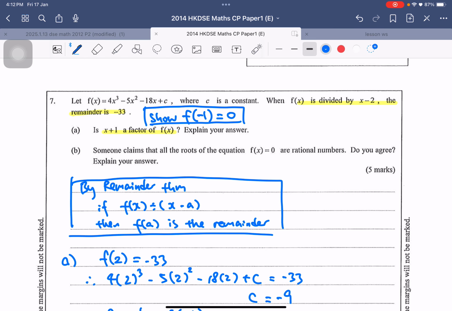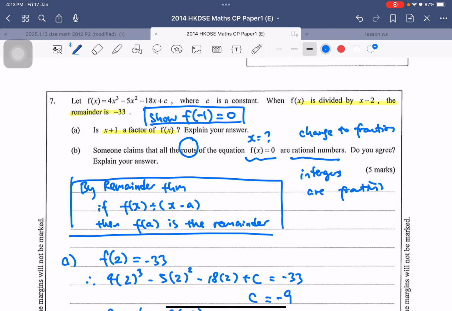So for the next part, now they're asking, someone claims that all the roots are rational. What's the meaning of root? Sandeep, what's the meaning of the root? Roots means you need to solve this equation and find out what x is equal to. Yeah. Solve the equation, isn't it? Rational number, what's the meaning of rational numbers? Can change to fraction. Yeah. Are integers rational as well? Integers are fractions as well. Yeah. Why? Because 2 is equal to 2 divided by 1.